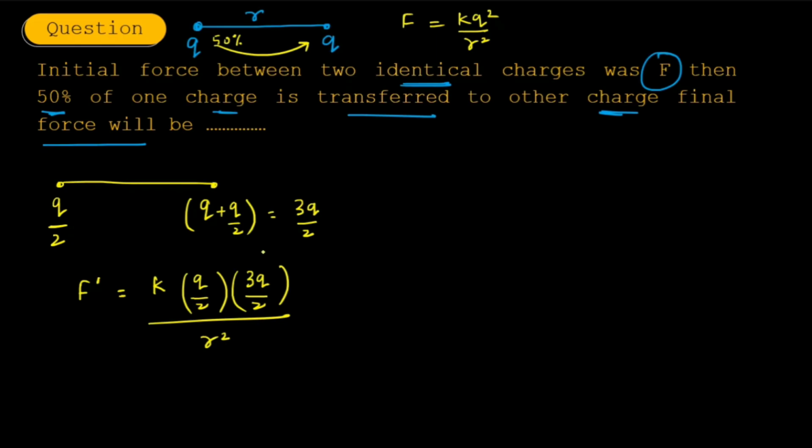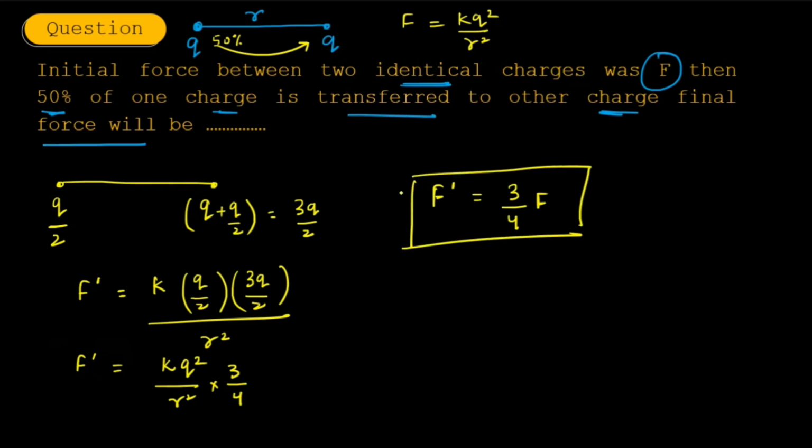So as the question says nothing about the distance change, we'll just keep it as R square only. Here F dash is going to be KQ square by R square into 1 into 3 by 4. Just look at the problem carefully. So we can say that the final force will become 3 by 4th of the initial force.